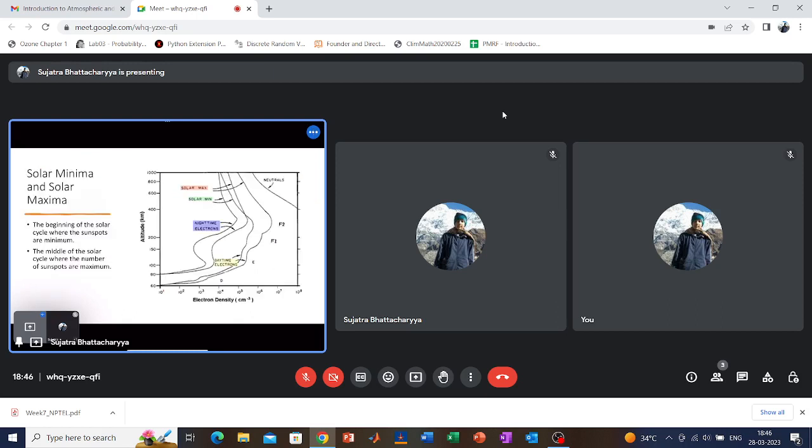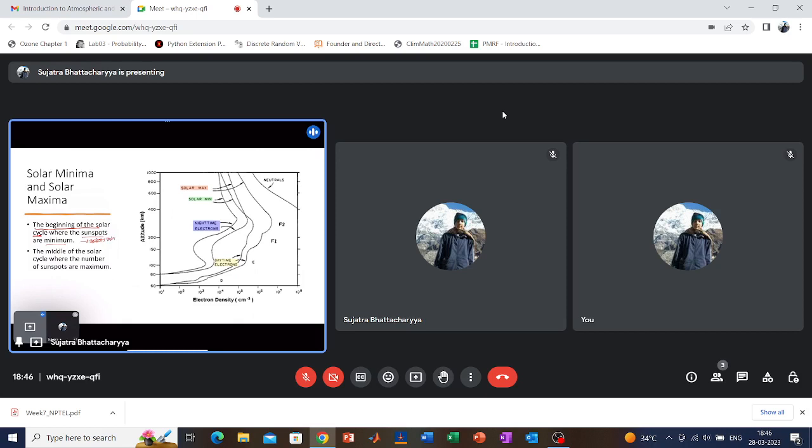Fine. Another term which is also related to these ionospheric layers is the solar maxima and solar minima. So what are those? Solar minima is the beginning of the solar cycle, and this solar cycle is generally the sunspot cycle. The time when we see the minimum number of sunspot activities is the beginning of the solar cycle, and we call it solar minima.